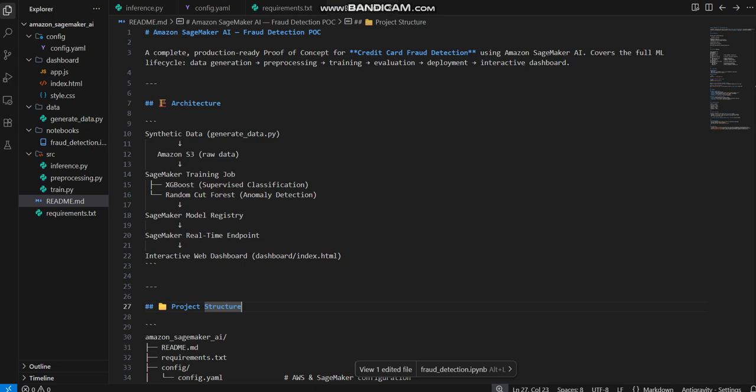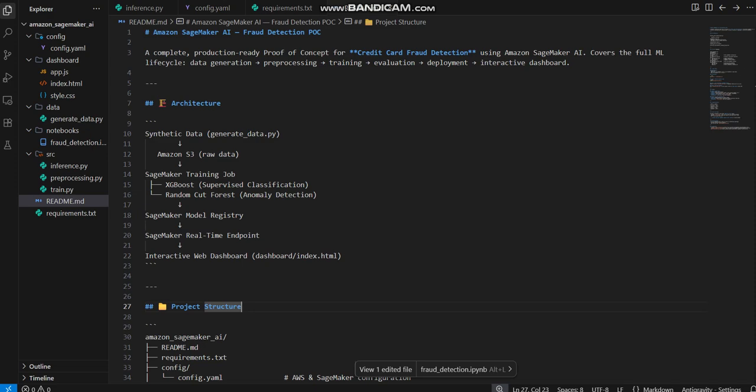So today I will demonstrate how Amazon SageMaker AI enables us to build a machine learning powered fraud detection system that achieves an AUC ROC score of 98%. Basically, this POC demonstrates how a fraud detection system can be built on AWS using Amazon SageMaker AI.